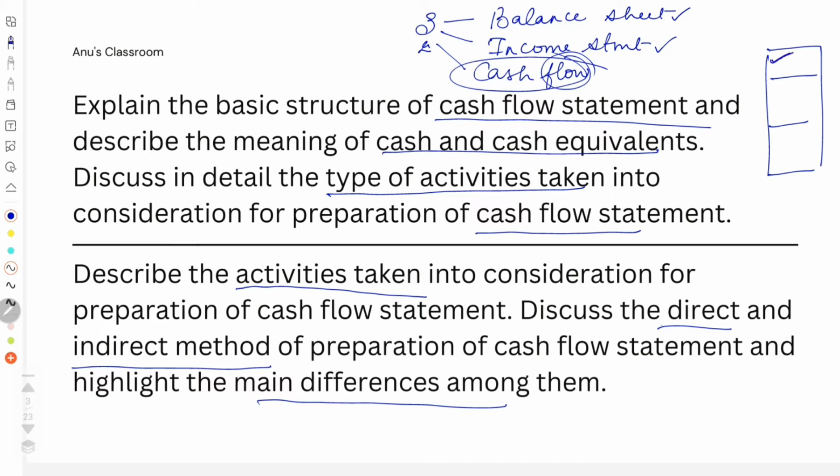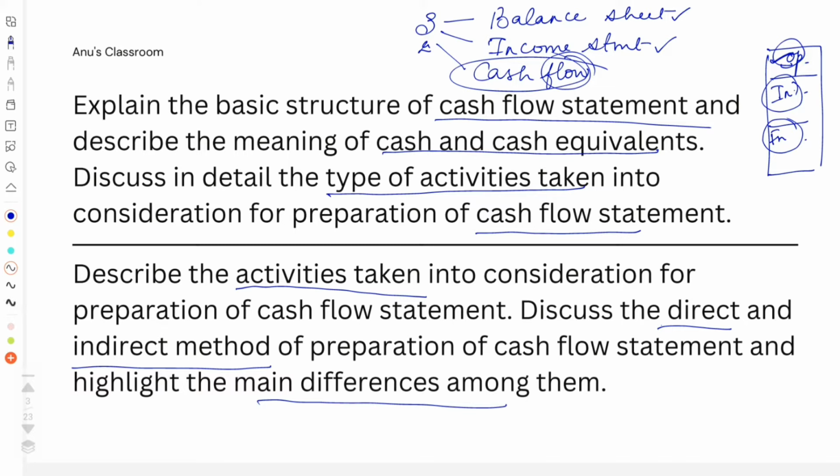We have cash flow due to operating activities. Then we have cash flow from investing activities, and we have cash flow from financing activities. So operational activities, investing activities, and financial activities. If you take a cash flow statement and see, you will have details regarding these three activities which involved cash.